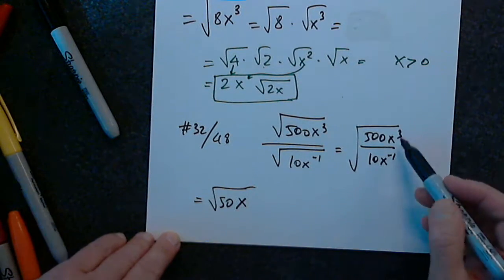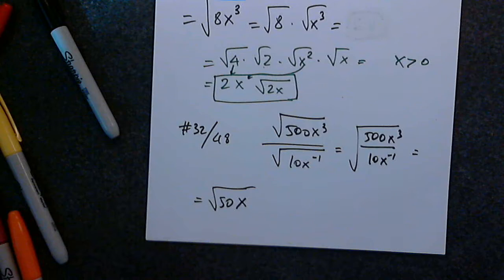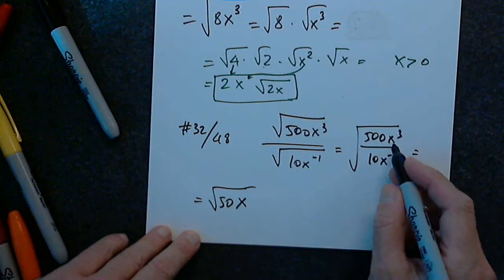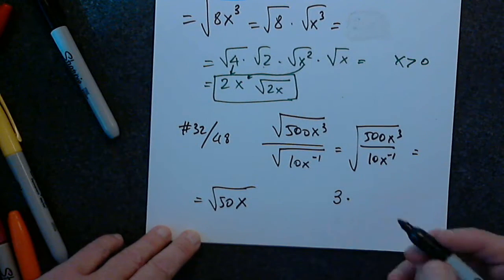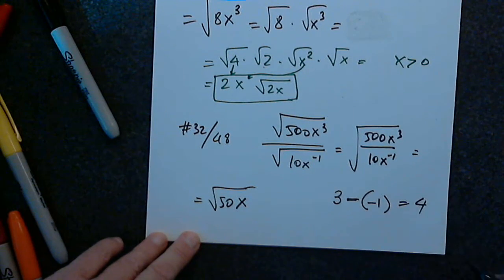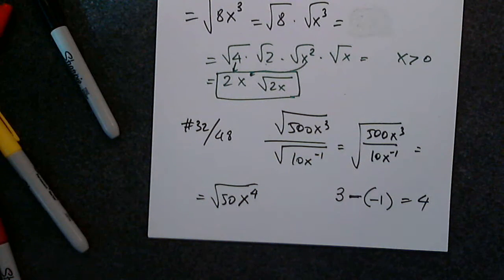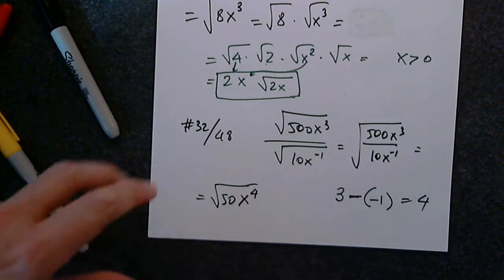So we copy the base. What operation do I perform with 3 and negative 1? Subtraction. Always. From the power of the numerator, I have to subtract the power of the denominator, which ends up being 4. So when we divide exponential notations with the same base, we copy the base and subtract the exponents. Only and always from the exponent of the numerator, we subtract the exponent of the denominator.